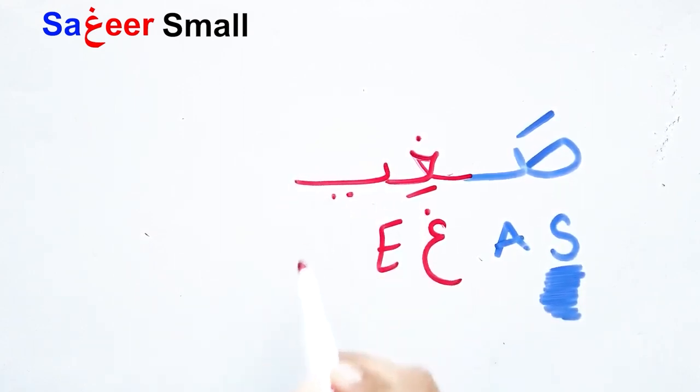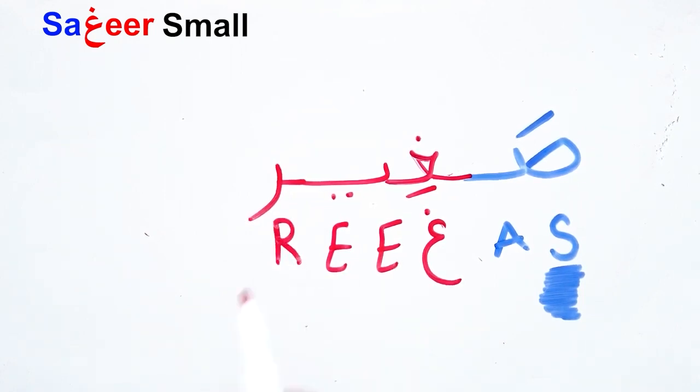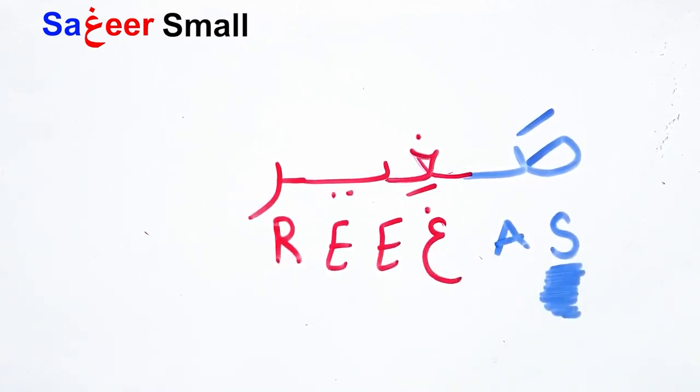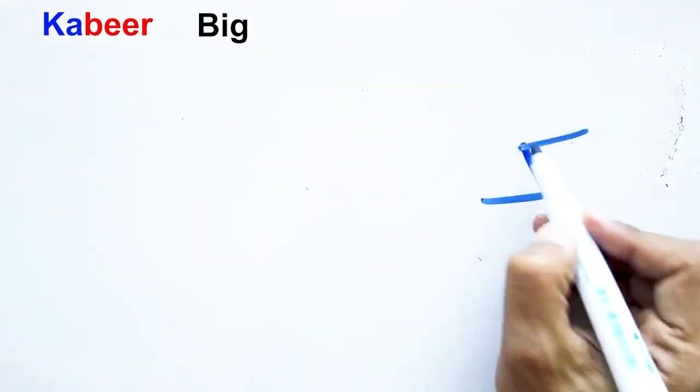Sorry, long vowel. Sorry, the sound of a strong R. The R in Arabic is stronger than the R in English. Sorry. Kabir, kabir. K, the sound of K.